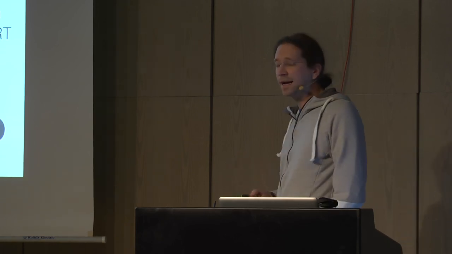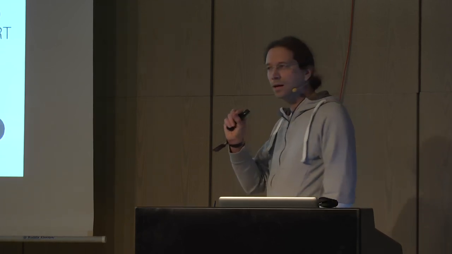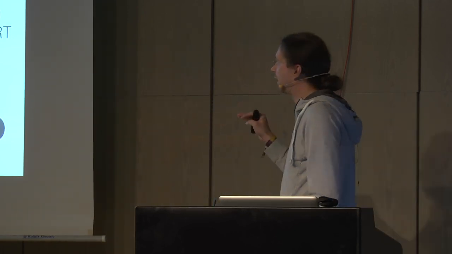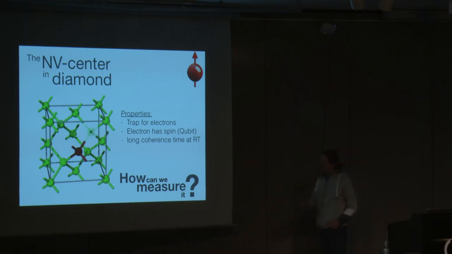And this structure in a diamond, the NV center, has remarkable properties. They are a very excellent trap for electrons. And we already talked about that electrons have a quantum spin. So we have a trap for electrons. The electron stays at that position, and it's rather stable for some reasons. Those qubits have a long coherence time at room temperature in diamond.